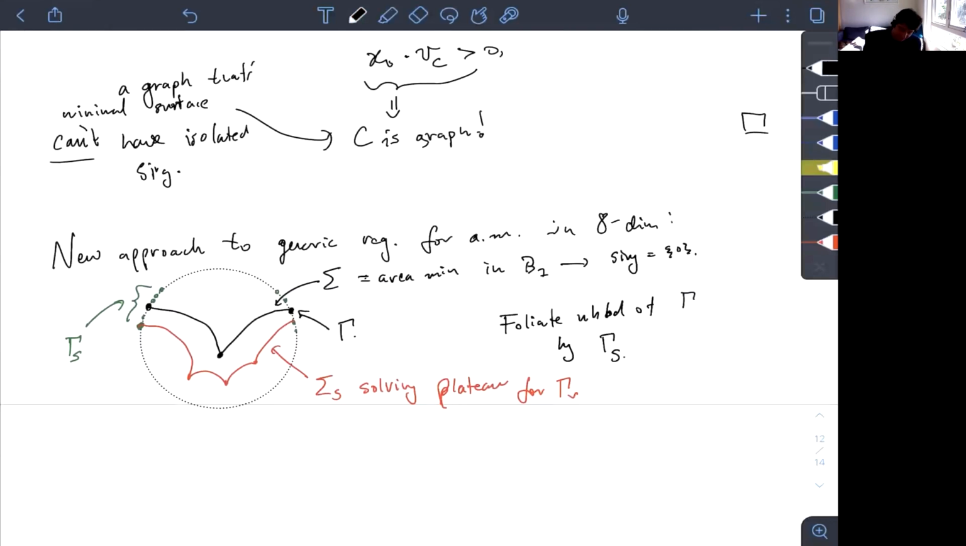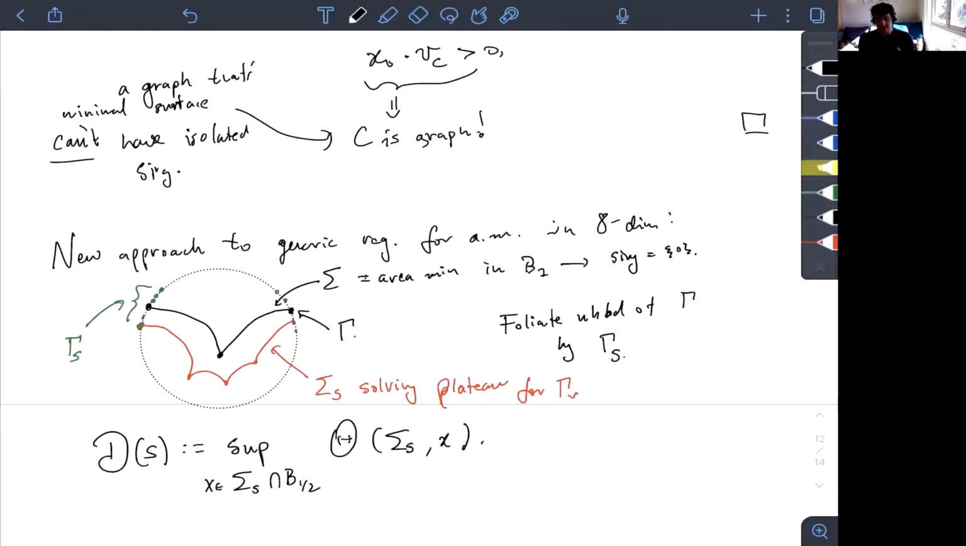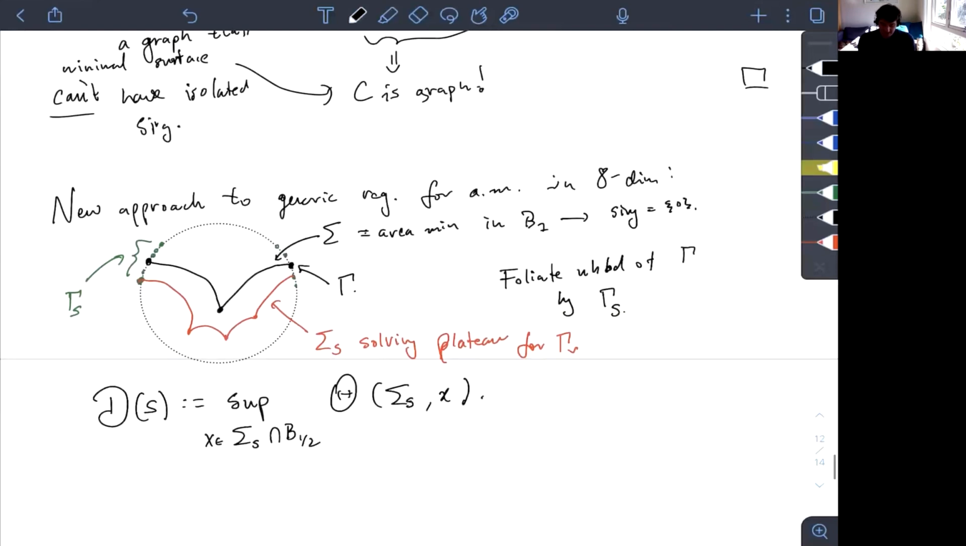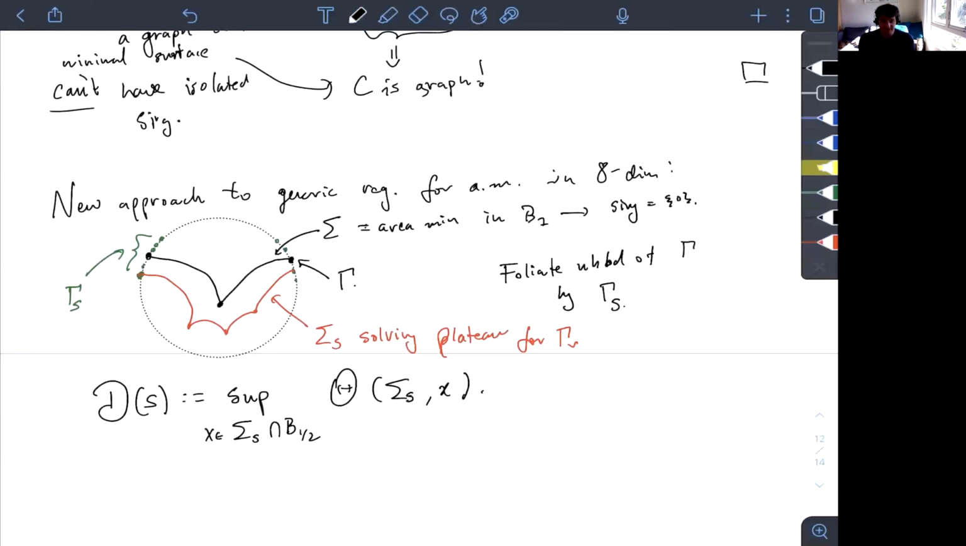And so I'm going to define a quantity. So for S close to 0, S is going to be parameterizing my foliation. And so I want to look at points sufficiently close to the origin, and for that boundary data, solve the Plateau problem to get sigma S. And I want to look at the highest density singular point. Okay. And so this is a sort of a numerical invariant of S. And this tells me a lot, right? Because if d of S is equal to 1 for S approximately 0, so if I can do a small perturbation, find S so that d of S is 1, then by Allard, for that S, sigma S is regular.